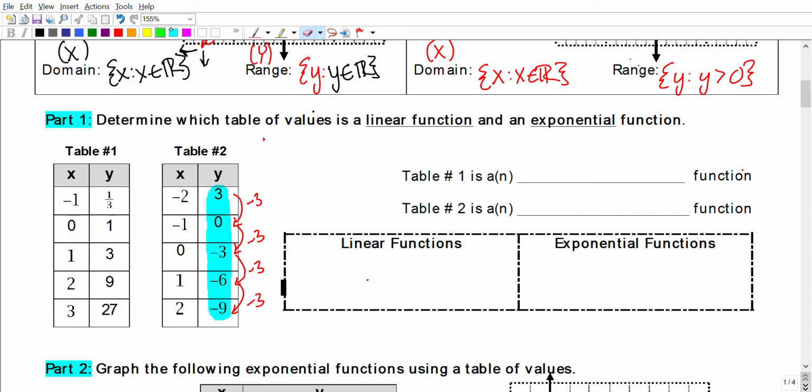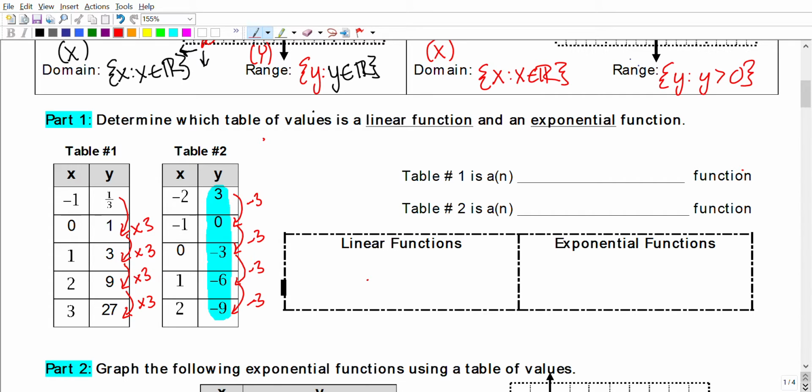Now let's take a quick look at table 1. So, similarly, let's go ahead and see what's happening. To get from here to here, what did I do? Well, maybe that one's not so clear yet. How about from here to here? 1 and 3. Well, you could say, oh, I added 2, but then from 3 to 9, you're not really adding 2 anymore, so it's not adding. However, you are multiplying by 3. See if that makes sense, guys. 1/3 times 3 is 1. 1 times 3 is 3. 3 times 3 is 9. And 9 times 3 is 27.